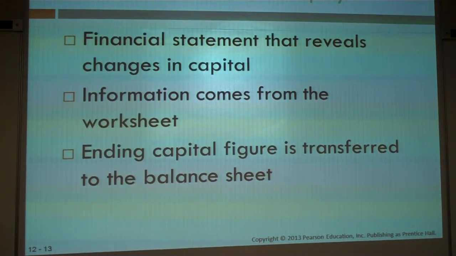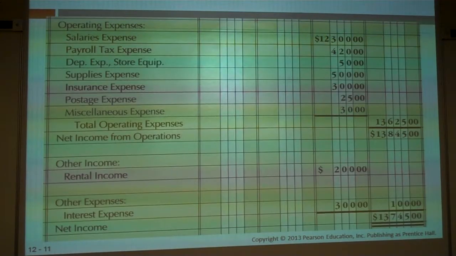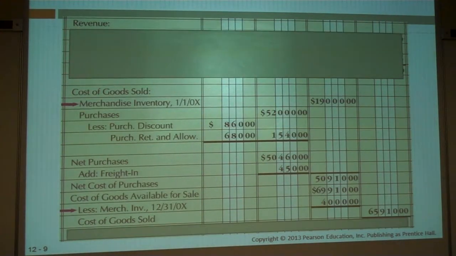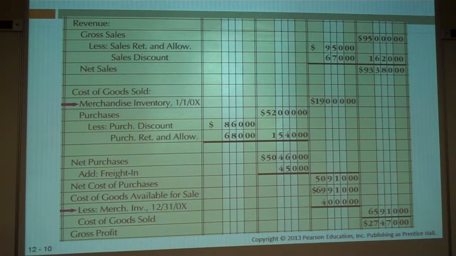So let's go back. Can I go back? I want us to look at that top part of the income statement. Revenue. Then we have a cost section, income costs, and then we have an expense section. What type of account is sales returns and allowances and sales discount?